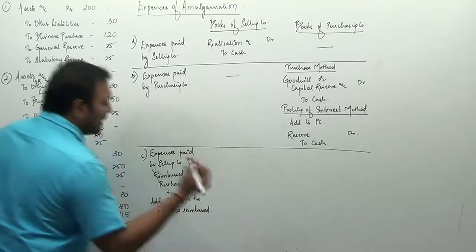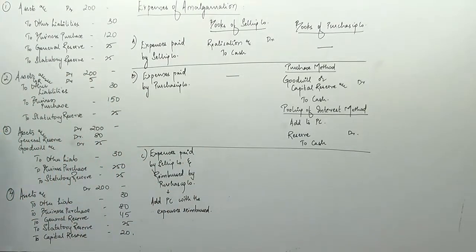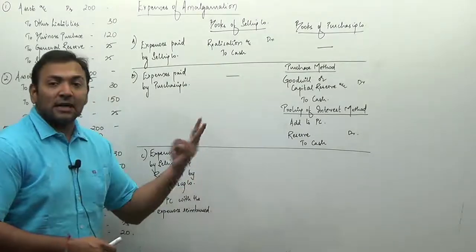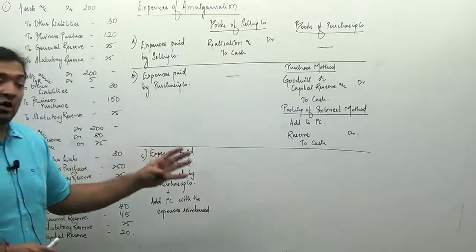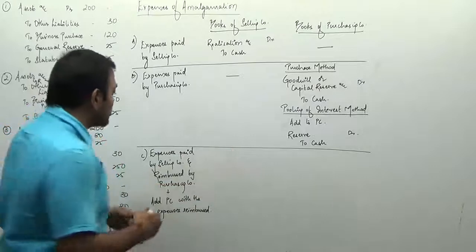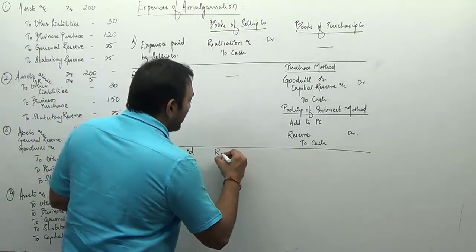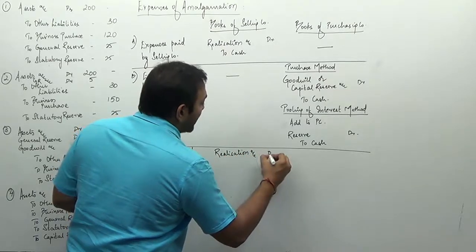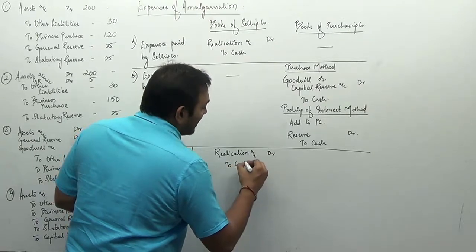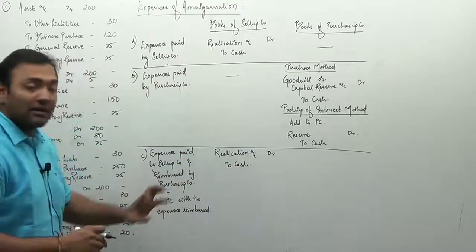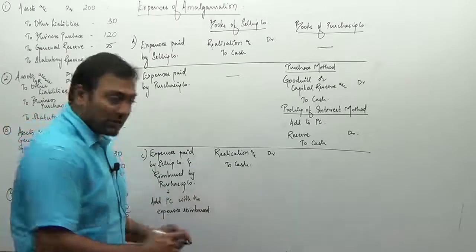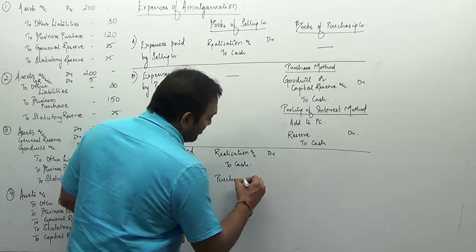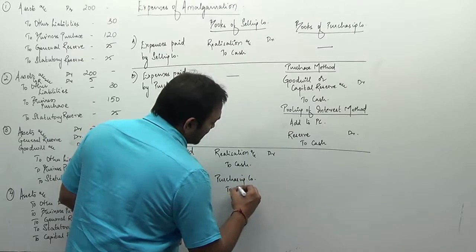It is not necessary that your entire expenses are reimbursed. Let's say the total expenditure incurred was 24,000, but what was reimbursed by the purchasing company was only 20,000. So 4,000 rupees of a loss should be recorded by selling company in its books. So how do I record this entry? Realization account debit to cash for the expenses paid. This entry I'll record for the total amount in the given example. Let's say I recorded it for 24,000. What is the entry for PC? PC entry is purchasing company account debit to realization account.